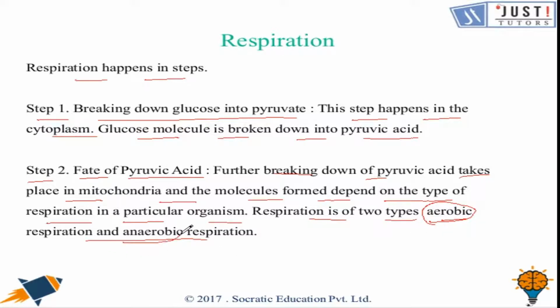Now, in this, the pyruvate molecule is further broken down in the mitochondria of a cell. This molecule that contains three carbon atoms is broken down into three molecules of carbon dioxide and three molecules of water by the action of mitochondrial enzymes.